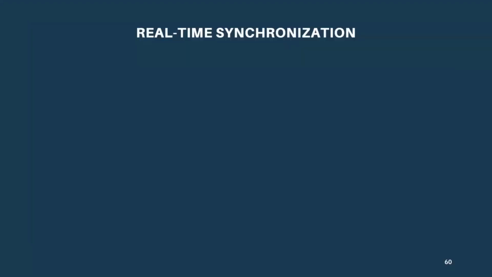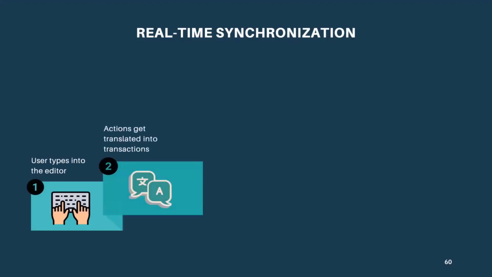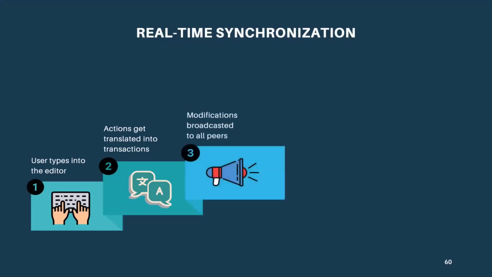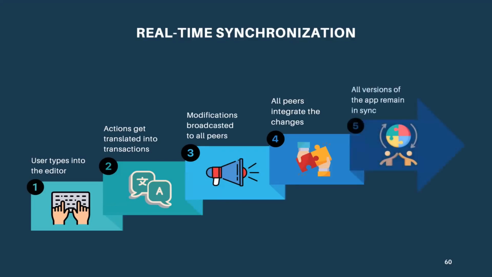So how do all of these pieces come together? Here's how. First, a user interacts with the application, for example, by typing. Then those actions get translated into transactions on the shared data model. Then the connection provider broadcasts the updates to all peers. Then every peer integrates the change into its own version of the shared data model. Finally, the user's view reflects this alteration and all versions of the app remain in sync.